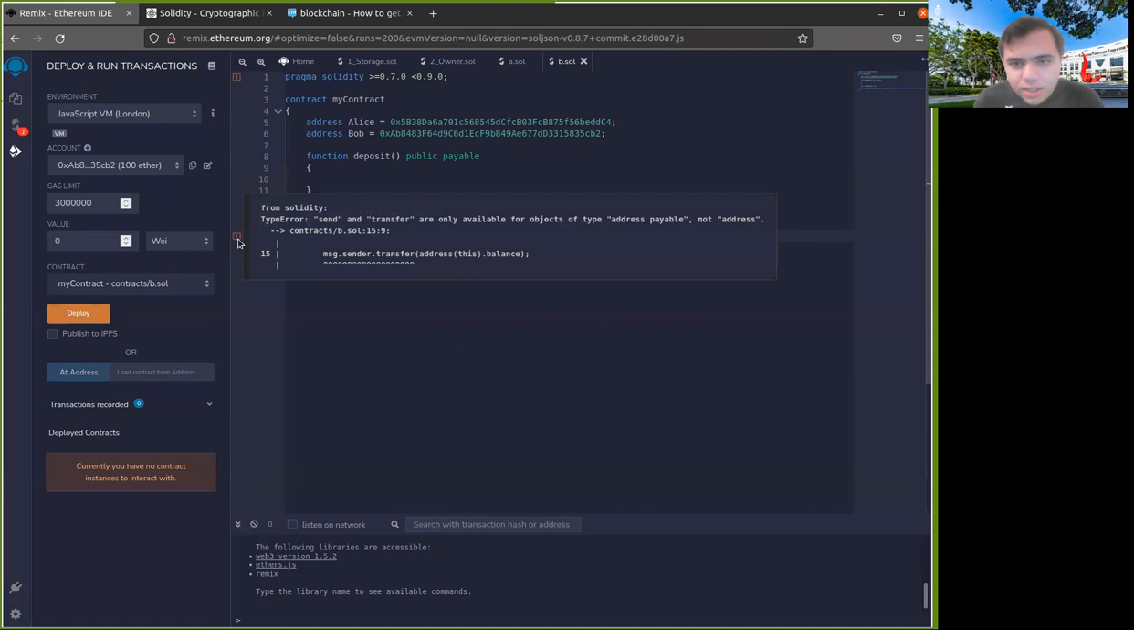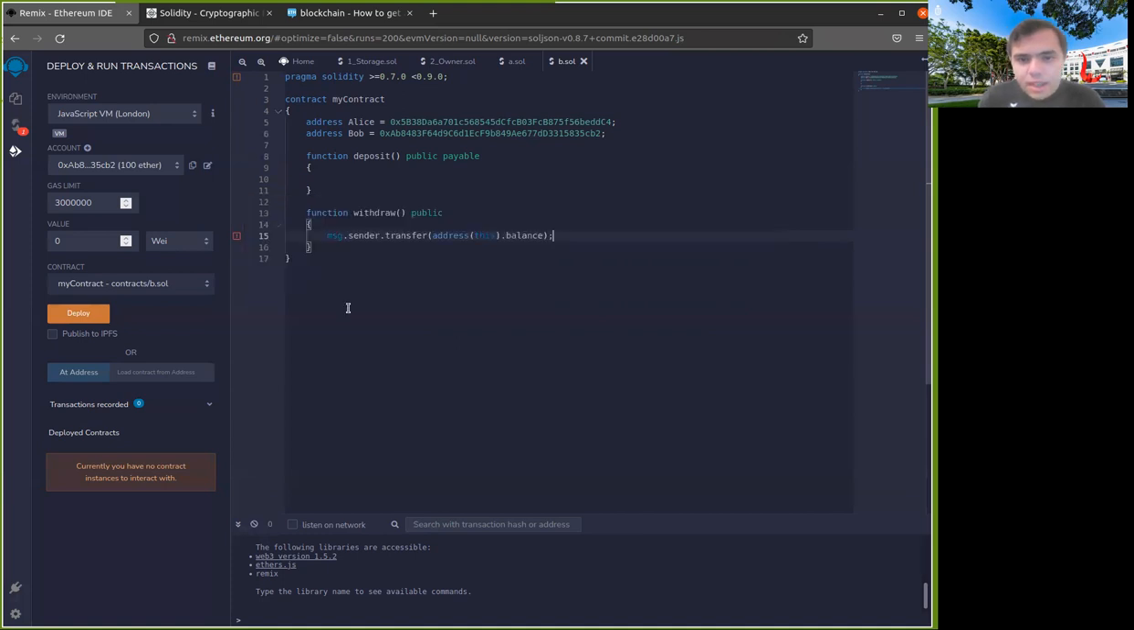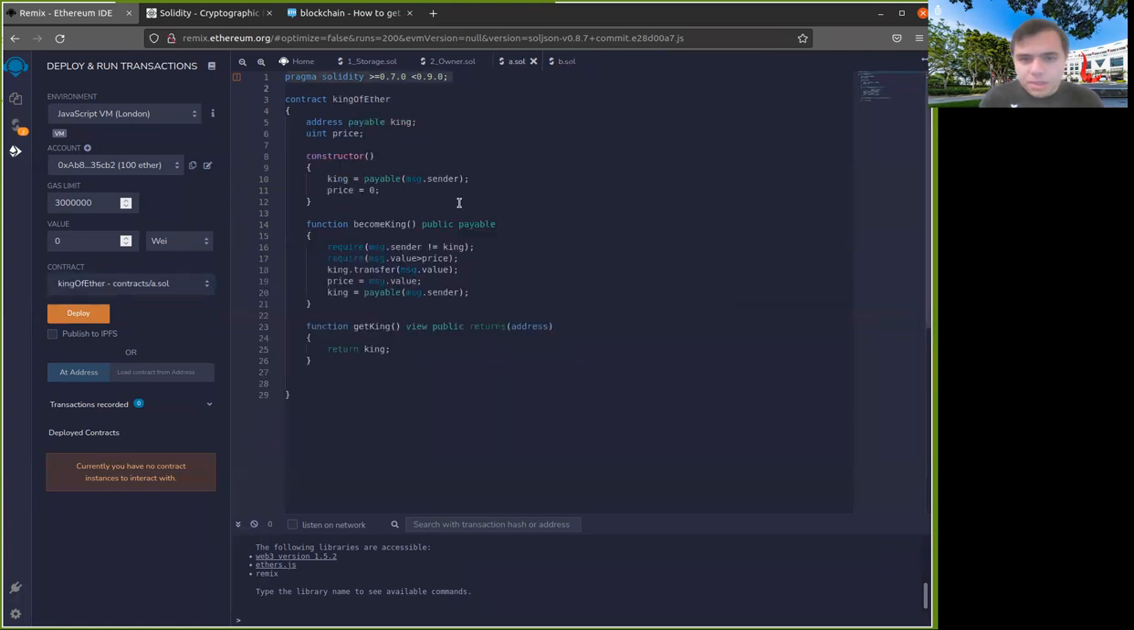Okay. Now, the problem that we have here is that, as I showed you in this previous example, we have two different data types. One is just address, where you can save an address, and one is address payable, where you can save an address that you are willing to pay money to. Okay.